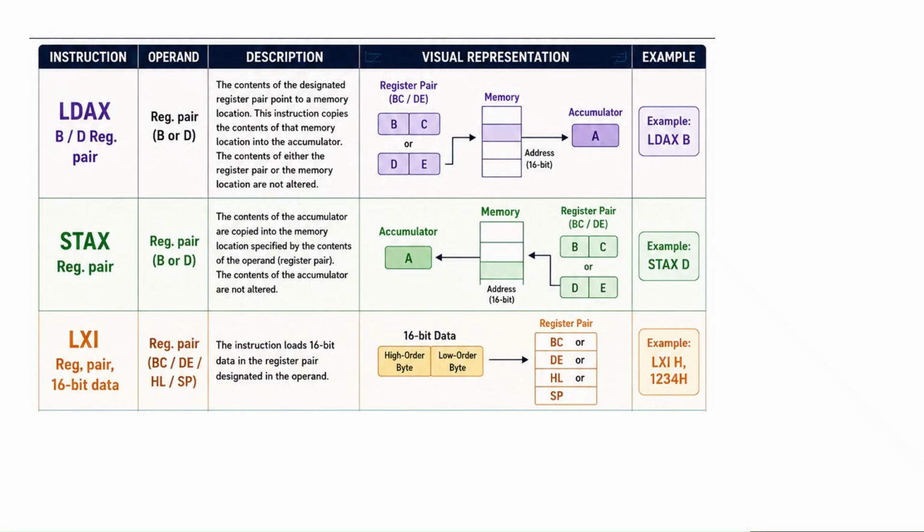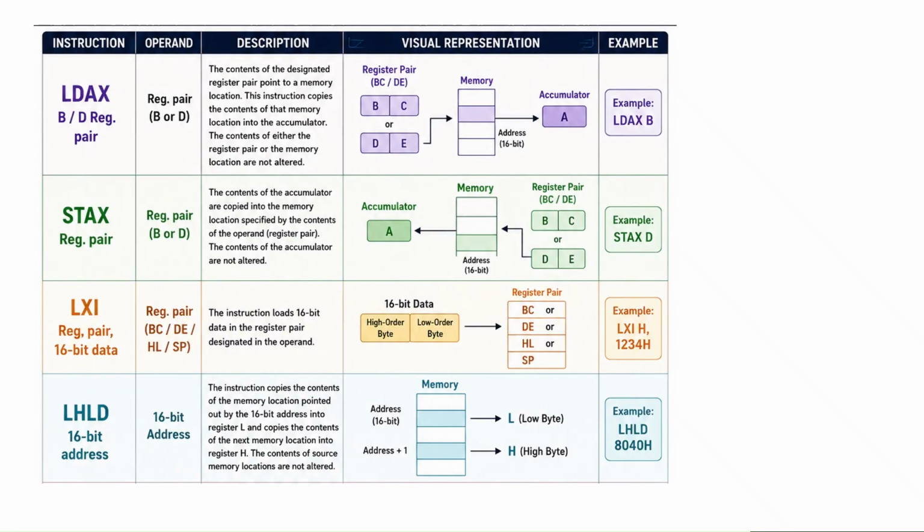The next instruction is LHLD. The example is LHLD 8040H. After executing this instruction, the data of the 8040H memory address will be stored to the L register.